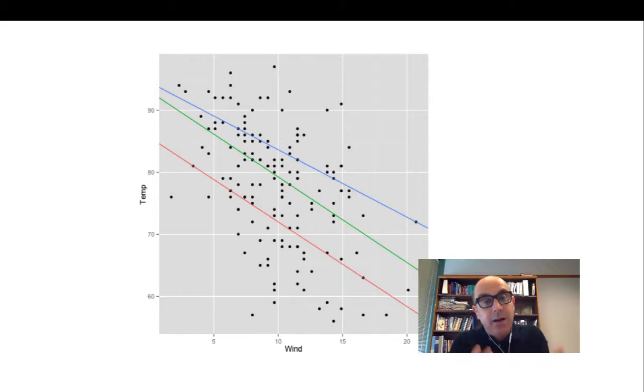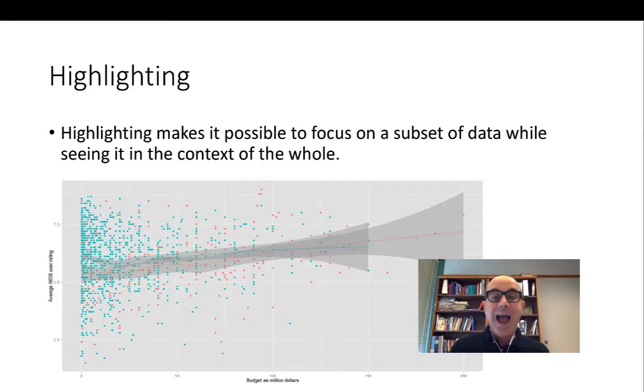Those give us more information about that, and it can be, for example, the day of the month, or the time, or anything else that might give us additional information in order for you to understand the data better or to understand the analysis better. Highlighting makes it possible to focus on a subset of the data while seeing it in the context of the whole. And again, this is something that we will learn about.